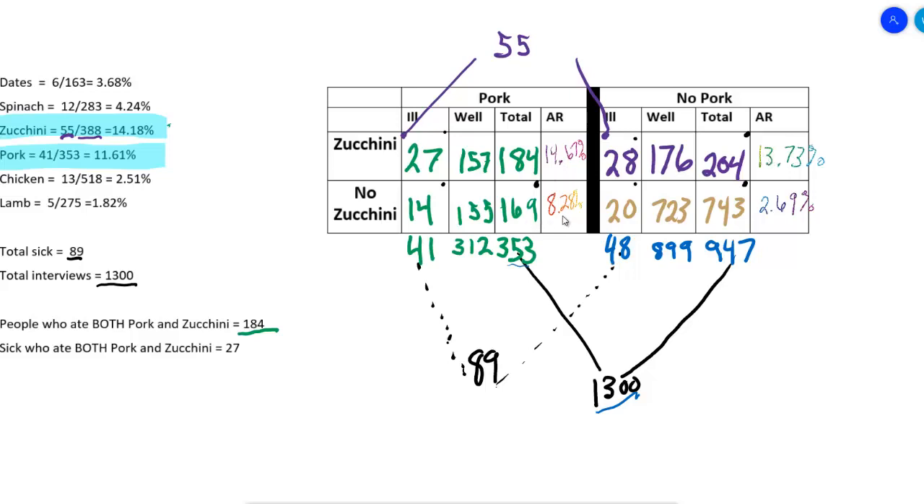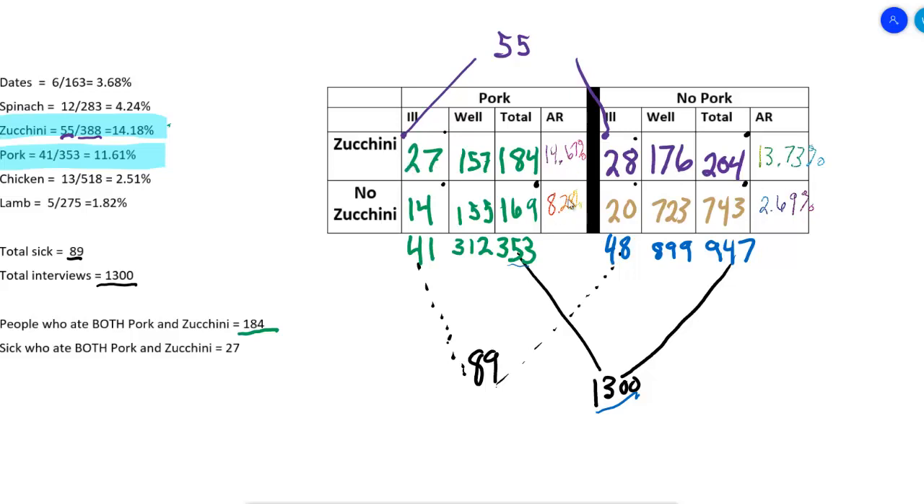And we're really comparing those who had pork without zucchini and those who had zucchini without pork. So this group compared to this group. We see that the 13.73 is much closer to those who had both, and it's very close. It's actually just a little bit more than the rate you get by dividing 89 by 1300. Therefore, we would conclude the zucchini is the likely cause of the outbreak.